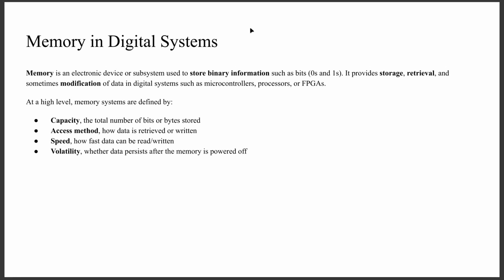Memory is an electronic device or subsystem used to store binary information such as bits, zeros, and ones. It provides storage, retrieval, and sometimes modification of data in digital systems such as microcontrollers, processors, or FPGAs. At a high level, memory systems are defined by capacity, the total number of bits or bytes stored, access method, how data is retrieved or written, speed, how fast data can be read or written, and volatility, whether data persists after the memory is powered off.